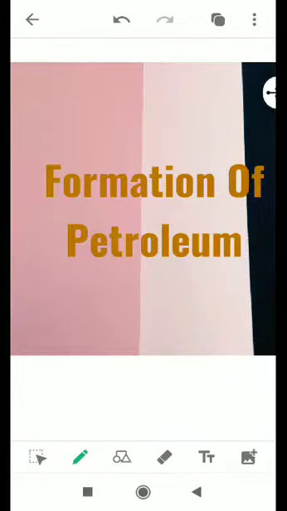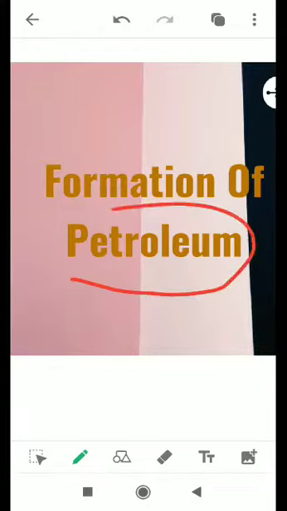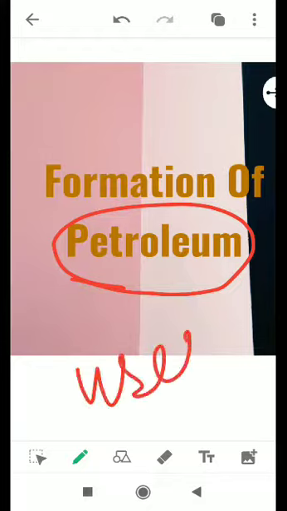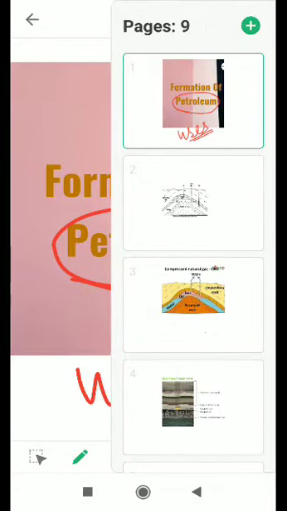Hello students, in the previous video we have done coal, its occurrence, its purification, its formation, and the destructive distillation of coal. Now in this section we are going to do petroleum: its formation, how it forms, its origin, occurrence, refining of petroleum and the uses of its various fractions. So let us start with the formation of petroleum.